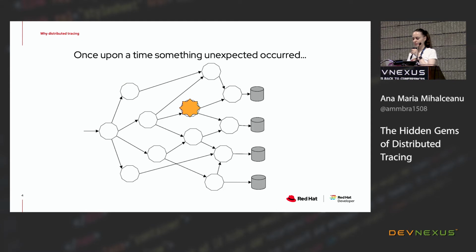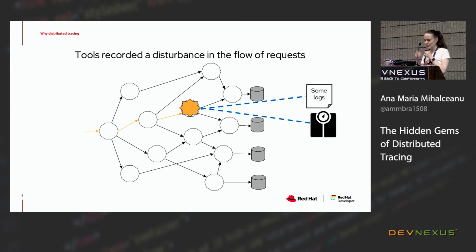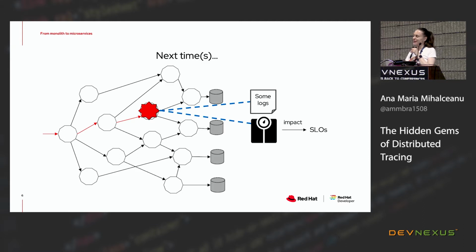So, the story of today, of course, starts with once upon a time, something unexpected occurred. And it is not always something that is visible, and maybe it's not even bothering us that it's happened, so we can go ahead with it. But what happens is that tools record this disturbance in the flow of requests. And when this disturbance is happening, you'll get some logs, and of course you get some metrics. If it happens one time, you can say, yes, I'm happy. It happened just one time, it will not happen to me ever again. However, if it happens a couple of times, there are logs, and of course there are metrics.